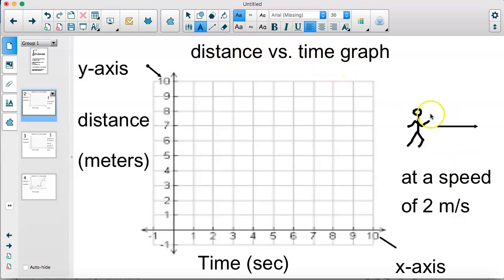Okay, so speaking of this runner running at a speed of 2 meters per second, how would we graph that runner in our graph? What do you think? How would we graph a runner traveling at a speed of 2 meters per second? Would we have a flat line? Would there be a line going up, a line going down? What do you think? We would have a line going up.